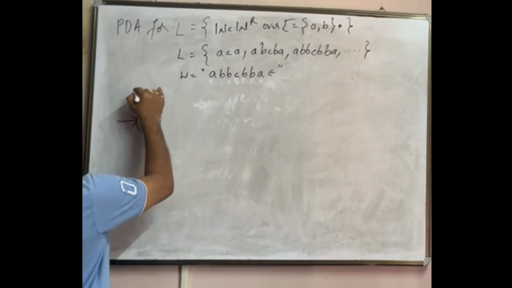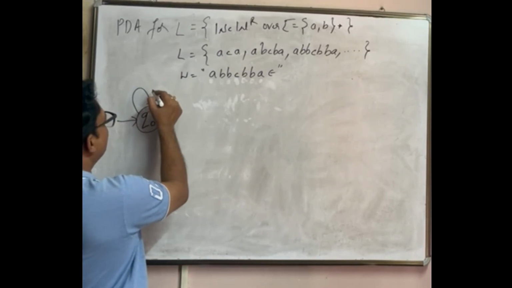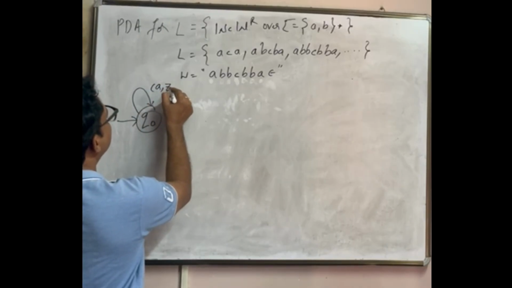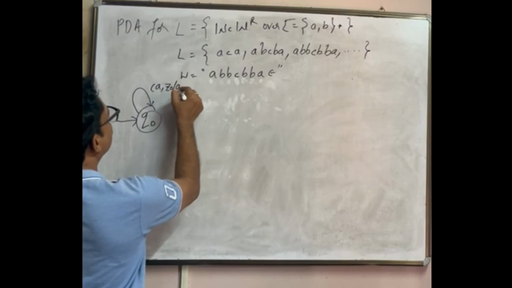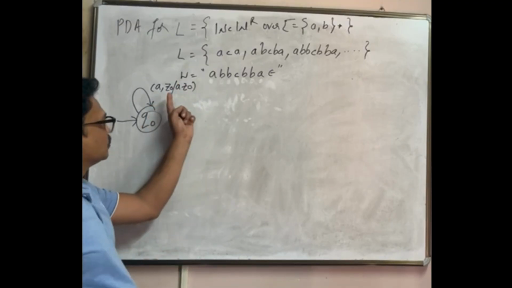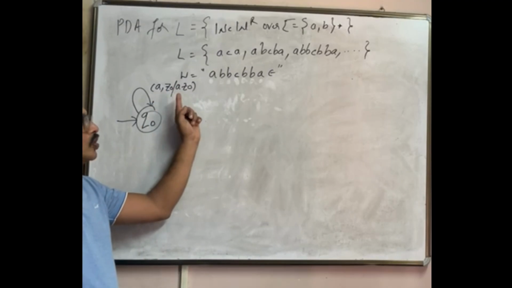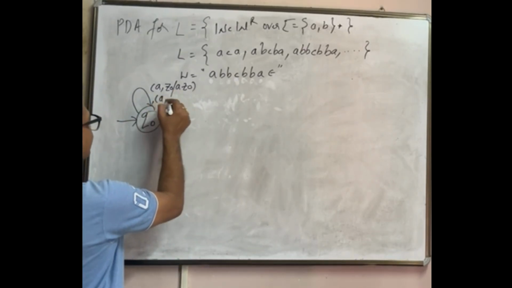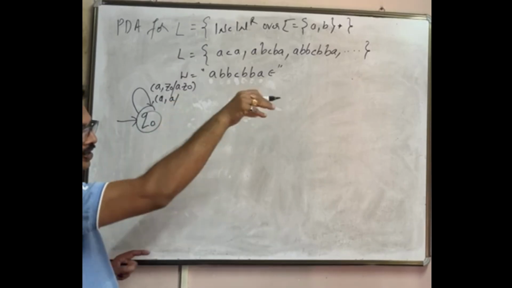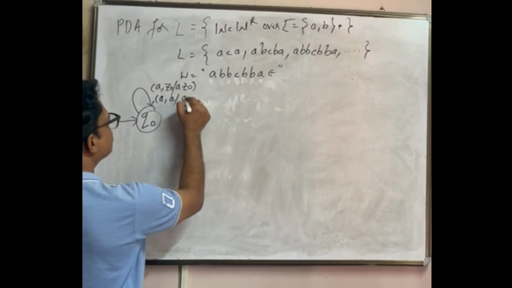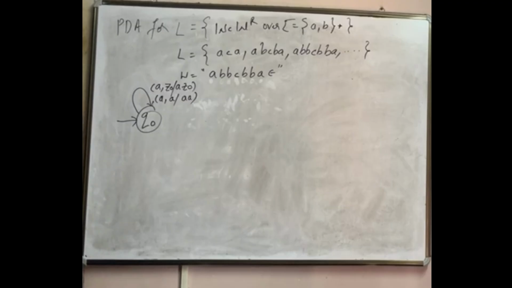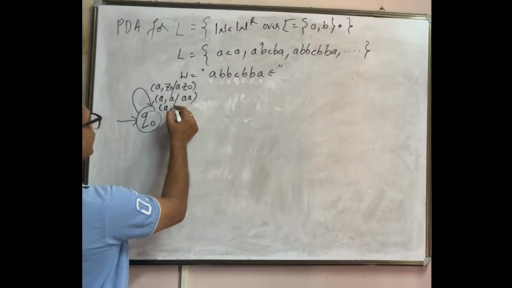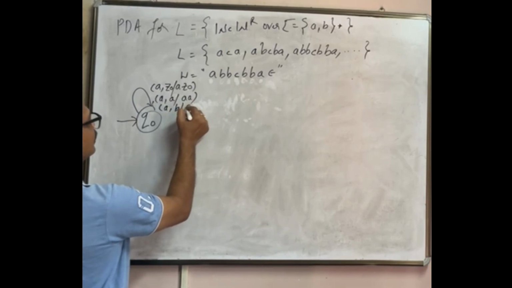Now in the Q0 state, upon reading A with the top of the stack being Z0, it pushes A, sorry, so the stack becomes A Z0. Now when it reads A and there is already an A on the top of the stack, it pushes that A onto the stack. When it reads an A, and suppose there is a B on the top of the stack, it pushes A.